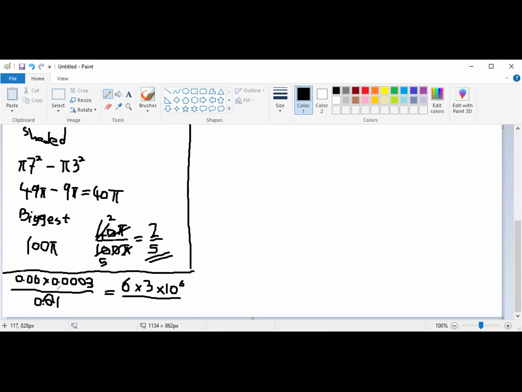1, 2. Now, out of 6, I've already moved 2 times. Okay. So that's going to leave me with 4 times left. So that's going to be 1 times 10 raised to power 4. Do you agree with what I just wrote down? Yes.